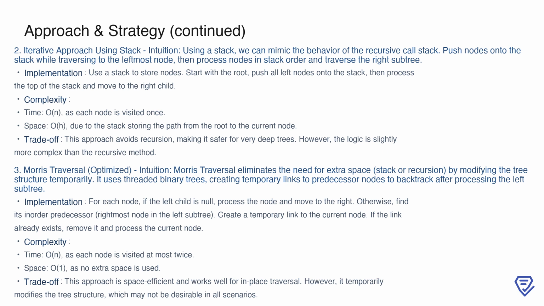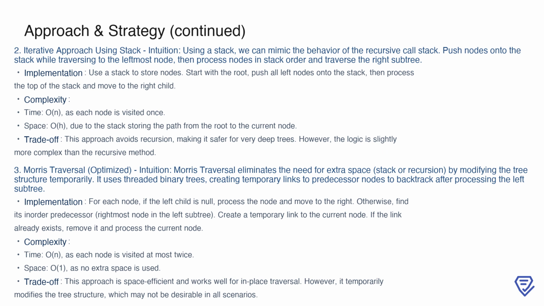Like the recursive method, the time complexity is O(n), because each node is visited once, and the space complexity is O(h), where h is the height of the tree, as the stack stores the path from the root to the current node. The iterative approach avoids recursion, making it safer for deep trees, though it introduces slightly more complex logic.